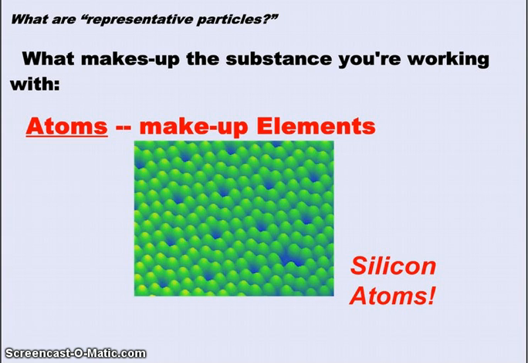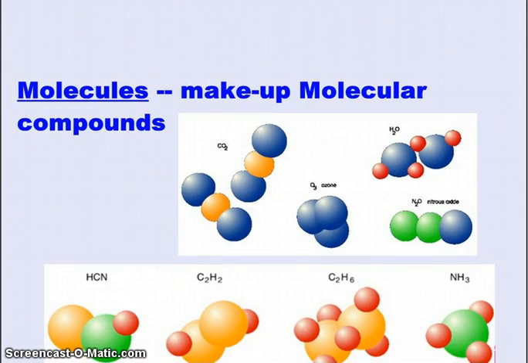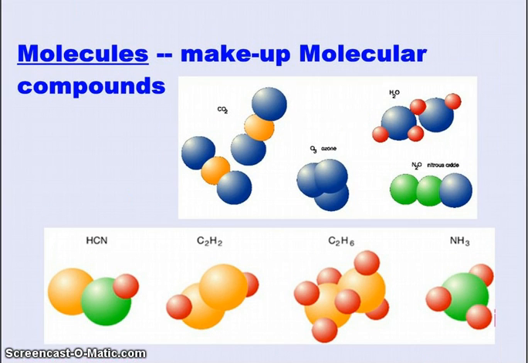Well, of course, elements can get together and form compounds. One type of compound is a molecular compound. And so molecules are another representative particle. They make up molecular compounds. Water, for example, the most prevalent molecular compound on the planet: if I had 1 mole of water, I would have 6.02 times 10 to the 23rd molecules.